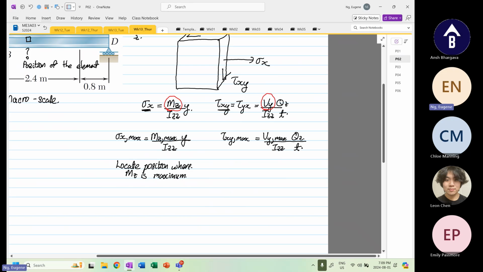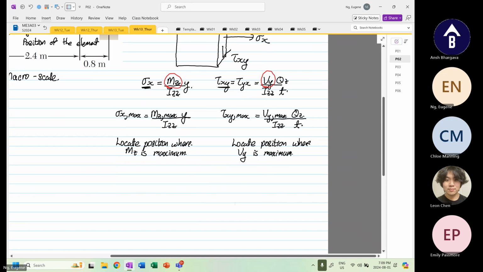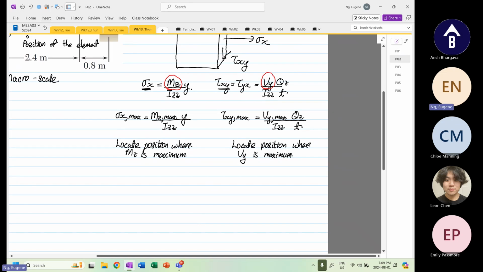We also need to locate the position where Vy is maximum. Okay. Right. So we need to find the location, right? And later on, you will see. Okay. You will observe this.